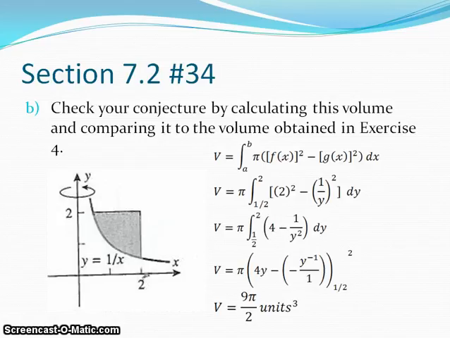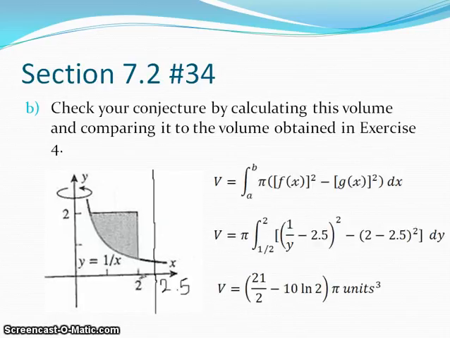So you solve those out, which equals pi times 4y minus negative y to the negative first over 1, from 1/2 to 2. So you first plug 2 in place of y, and then second you replace y with 1/2, and then you subtract that value from the value you first got. And then you solve those out, and you get volume equals 9 pi over 2 units cubed.